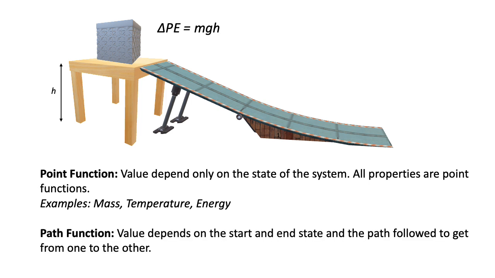On the other hand, you have what is known as a path function. And a path function is one in which the value depends on the start and the end state of the system and the path followed to get from one state to the other. Examples would be work or heat.